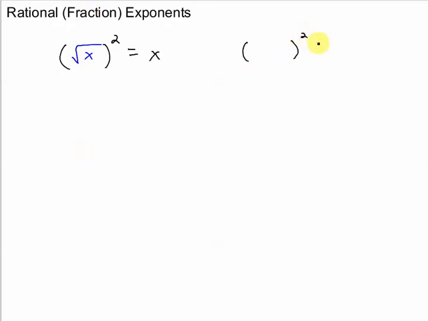What else can I square and get x? Well, if you think about it as x to some power that we don't know, how would you combine these? Well, you would multiply the two exponents, right? And so the question is, what do you have to multiply by 2 to get the exponent of 1 on the right hand side? The answer is the question mark would have to be 1/2, because 1/2 times 2 is 1.